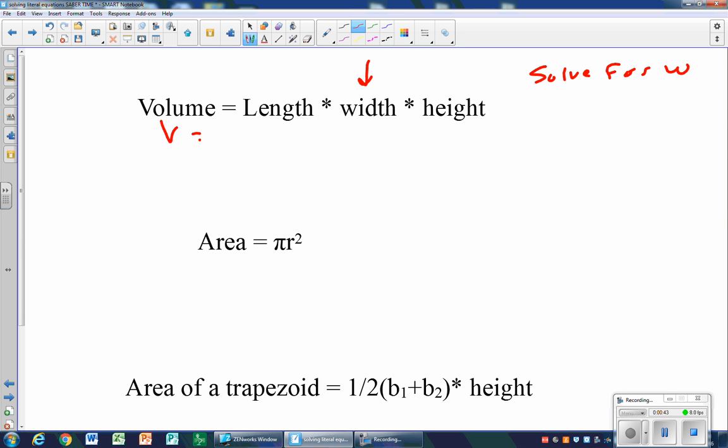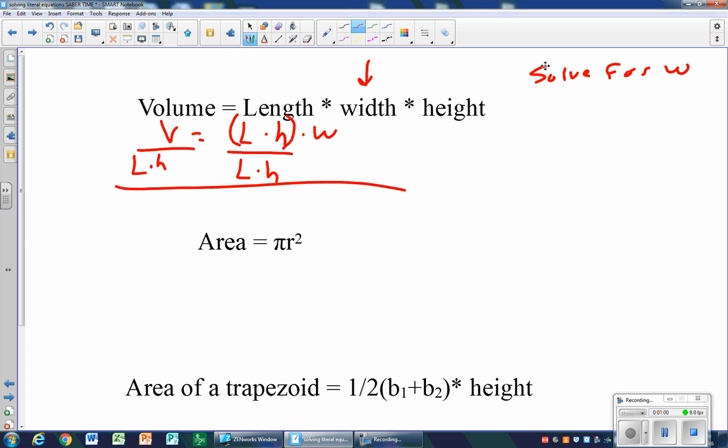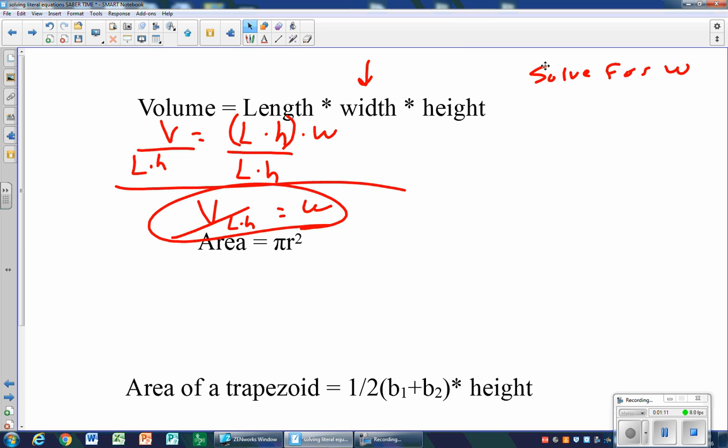So what I'm going to do is use the commutative property of multiplication. So we have length times height times width. Now I'm going to associate, and I can divide by length times height, divide by length times height, and now I have my answer. Volume over length times height equals the width. I solved for W. So I am just doing the opposite of the operation that is there.